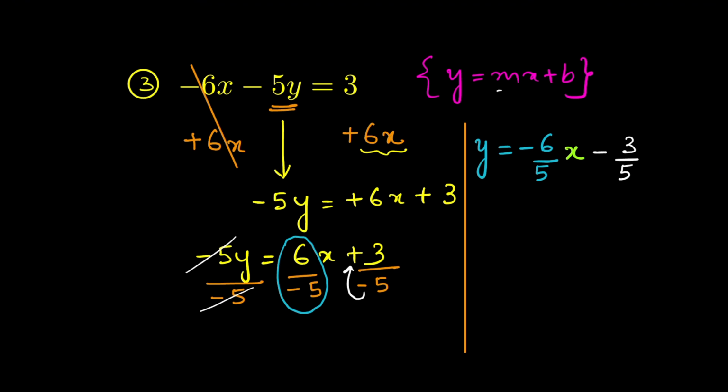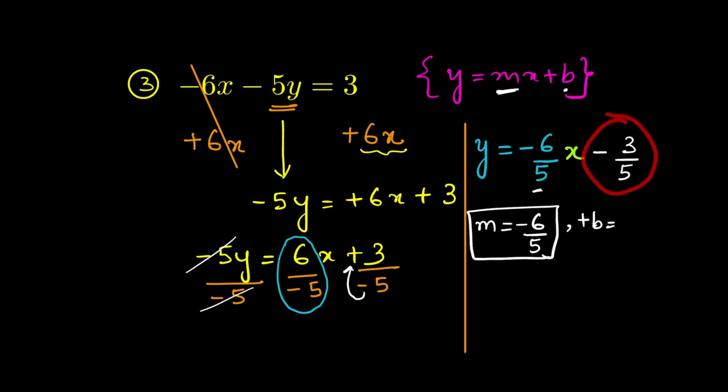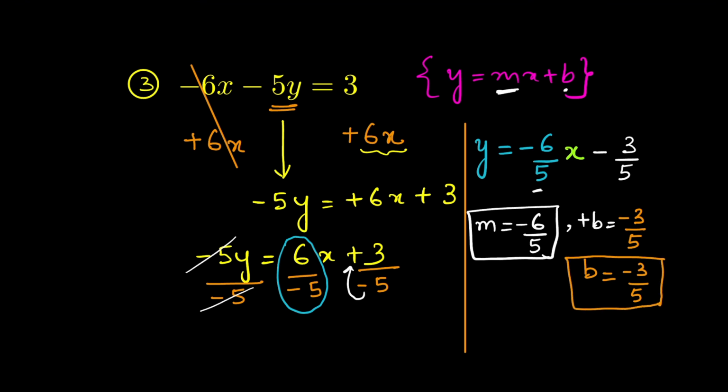Now if we compare it with the form, the m value is minus 6 over 5, and the b value, it's positive b, so we write positive b is equal to, and here we have a negative value, so we write minus 3 over 5. So we get b as negative 3 over 5. This is the way we get the value of slope and y-intercept. Whenever any equation is given, we can convert it in this way and then figure out the values of m and b.